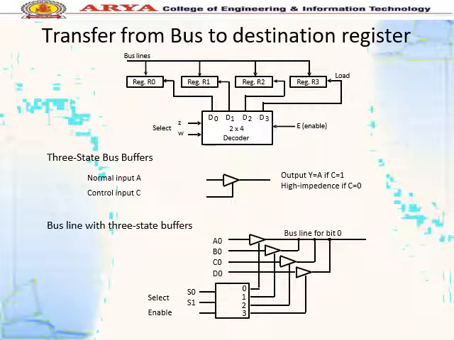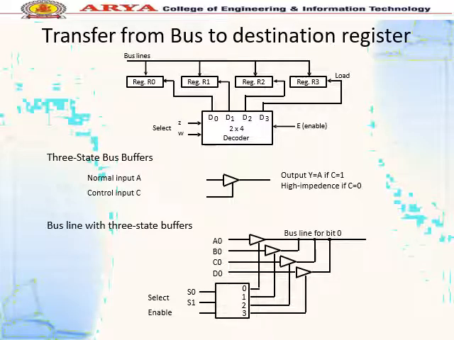Transfer from bus to destination register. There are four registers R0, R1, R2 and R3, and a 2x4 decoder, where E is enable. There are two selection lines Z and W. 3 state bus buffer: normal input A, control input C, output Y equals A if C equals 1, and high impedance if C equals 0.